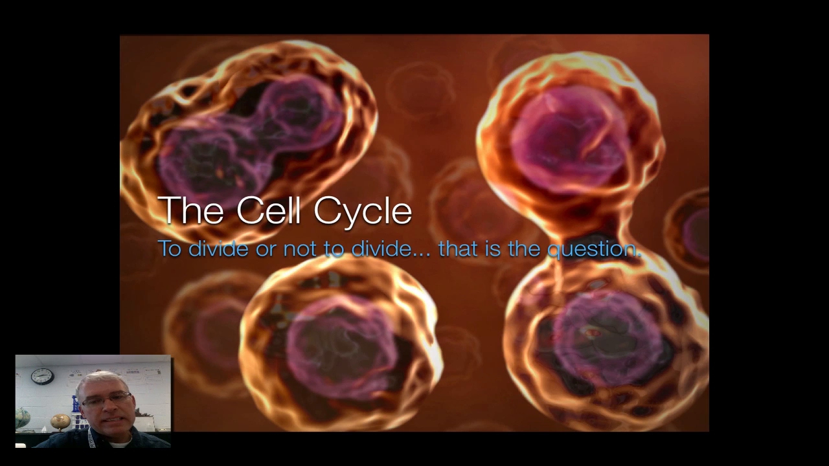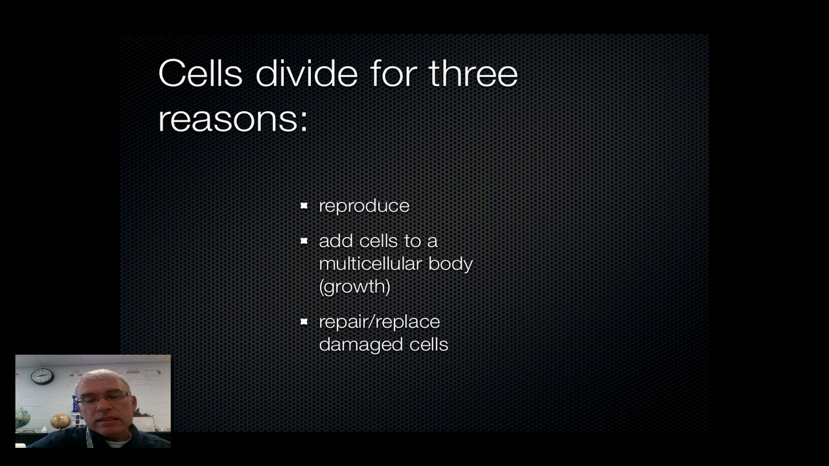To divide or not divide? To divide, that is the question. Cells divide for one of three reasons. They either divide to reproduce the organism, for example, to make more individuals so that descendants can travel through time and keep a species going. Cells reproduce to add cells to a multicellular body. We know this is growth. And also cells can divide to replace or repair other cells that have been damaged.